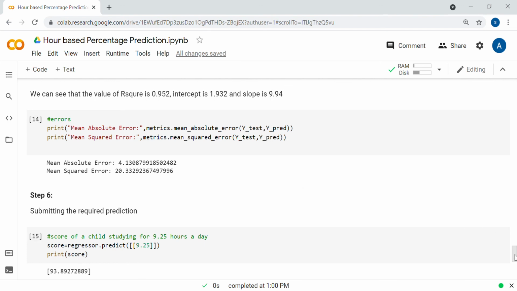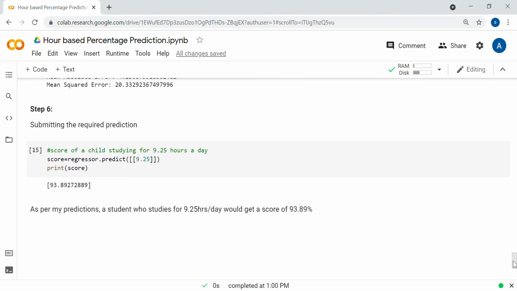And in the last step, we have made the prediction that we were asked to. So we were asked to predict the score of a child who studies for 9.25 hours a day. And as per my model, I have predicted that a child who studies for 9.25 hours a day would get a score of 93.89%.